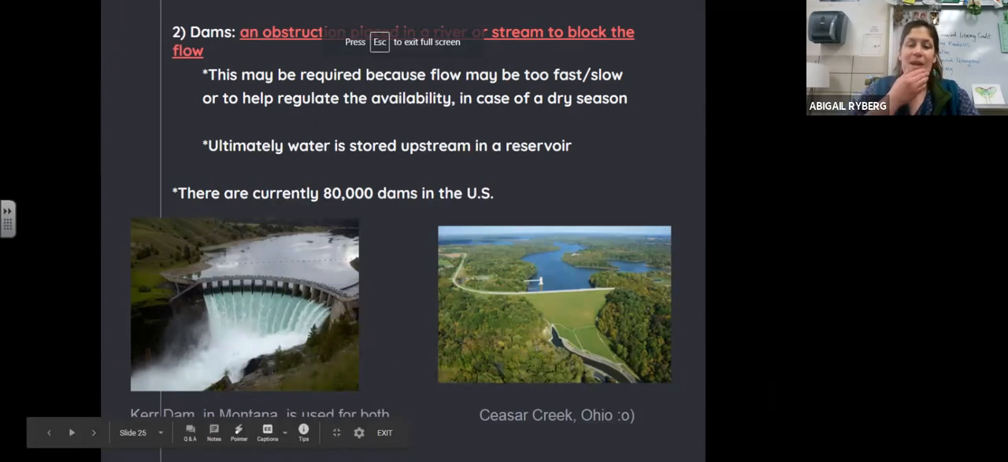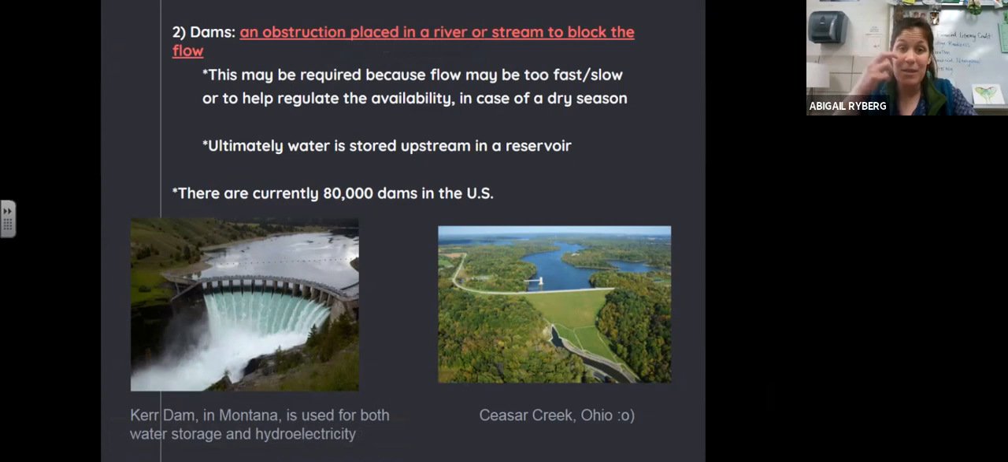There we go. The second way that we use surface water to our benefit is dams, okay? So dams are essentially an obstruction placed in a river or stream to block the flow, right? So if you imagine we have this river, we build a dam to stop the water, and that creates a dammed up body of water. A lot of times we call that a lake or a reservoir. Sometimes we'll build that reservoir for drinking water. Sometimes we'll build the dam for electricity, sometimes both.